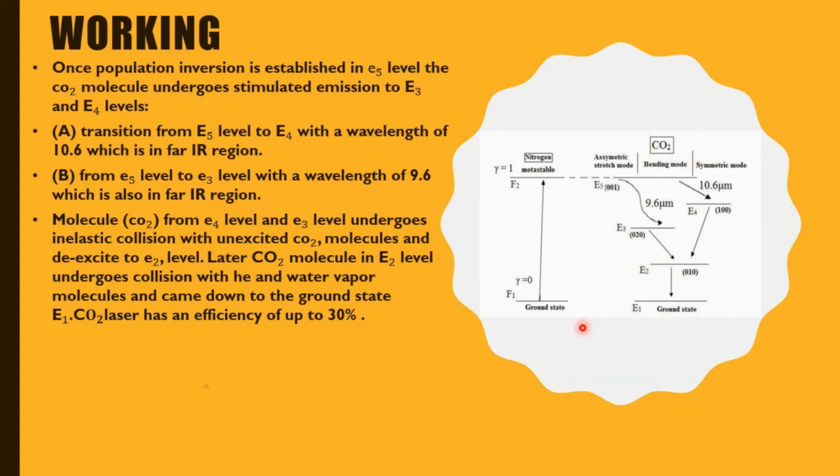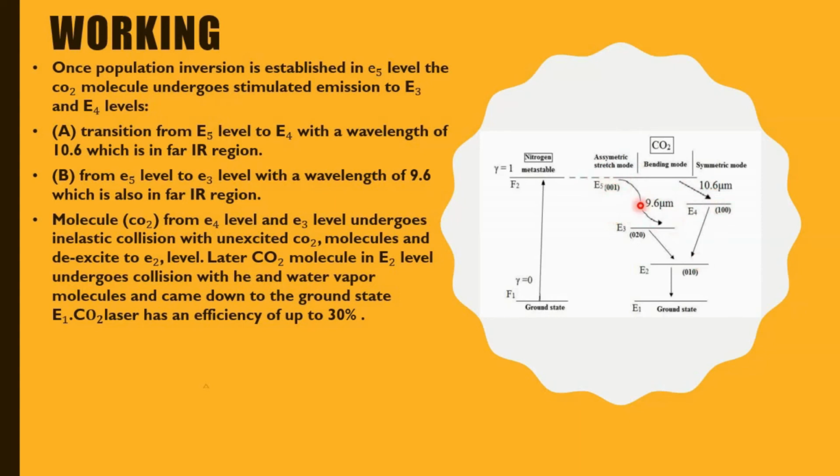So in simple terms, you need to remember that whenever there is a population inversion, there is stimulated emission in E3 and E4. In E4 the wavelength is 10.6 µm and in E3 it is 9.6 µm, and the transitions are from E5 to E3 and E4, from this level to this.